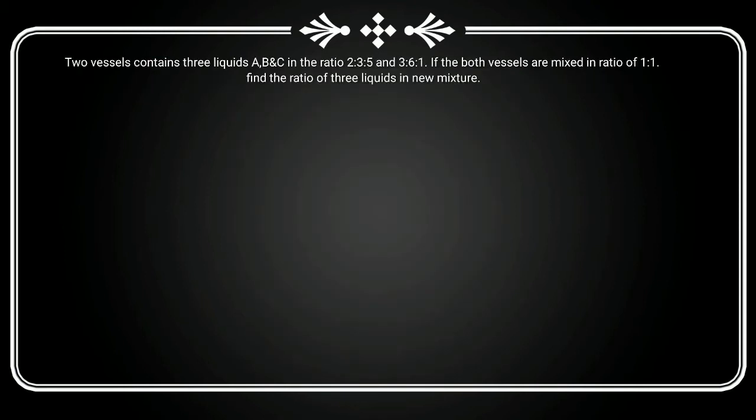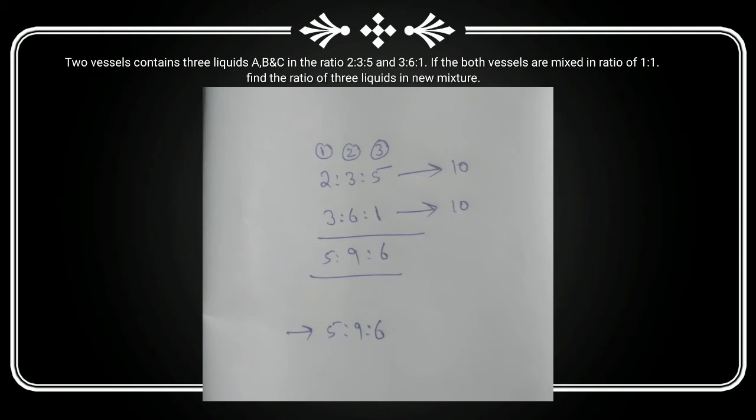Now we will see the next question. Two vessels contain 3 liquids A, B, C in the ratio of 2 is to 3 is to 5 and 3 is to 6 is to 1. If both the vessels are mixed in the ratio of 1 is to 1, find the ratio of 3 liquids in the new mixture. Now we will see the answer for this question.